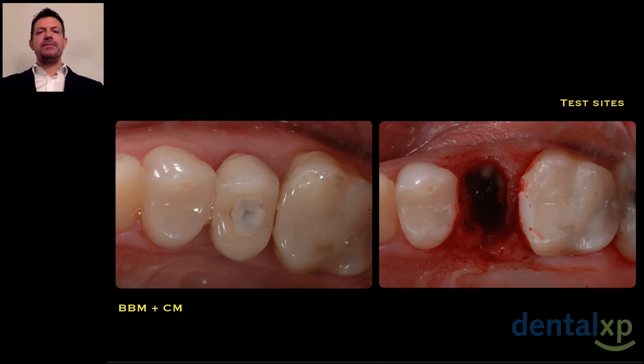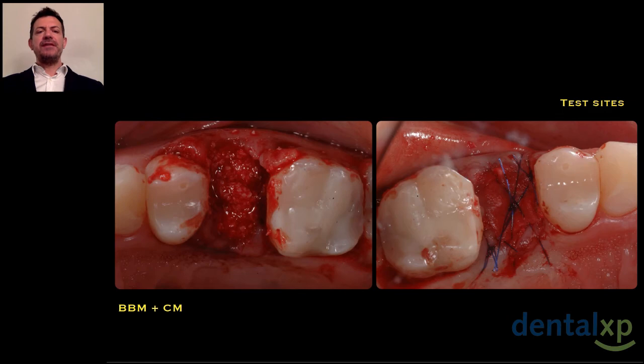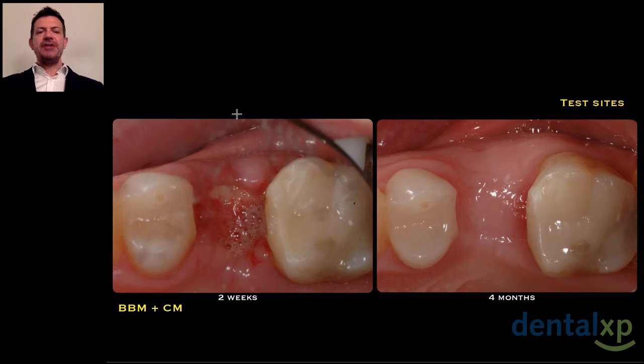Tooth extraction, always performed with a flapless approach. The socket grafted with the biomaterial and protected with the resorbable collagen membrane. Some horizontal mattress sutures in order to keep the membrane in place. This is the image after 2 weeks, the day of suture removal, and after 4 months, when the healing is completed.